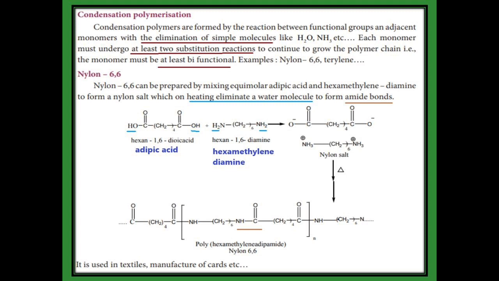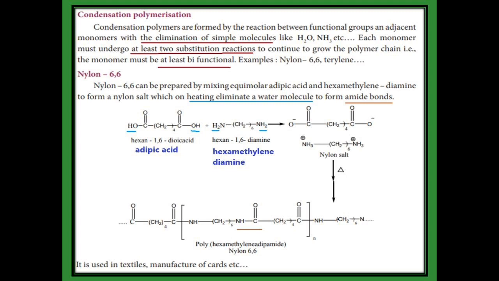Now the IUPAC name: 6 carbons means hex, single bond ane, and the first carbon and sixth carbon possess amines, so hexane-1,6-diamine. It is the IUPAC name for hexamethylene diamine. Now when we add these two, we eliminate water molecules. The acid gives an OH group, and the amine gives hydrogen. So we eliminate 2 moles of water from the adipic acid and hexamethylene diamine.